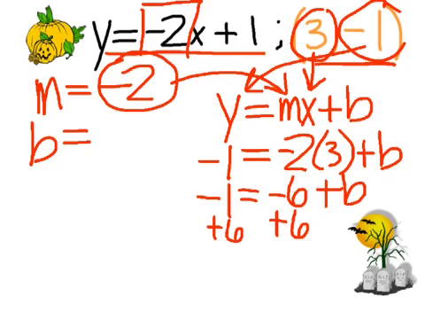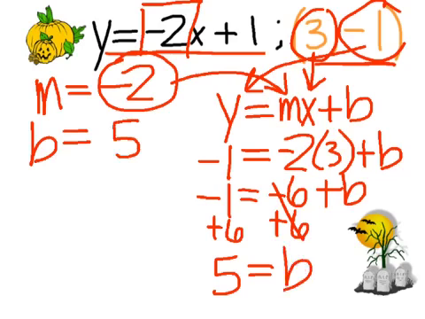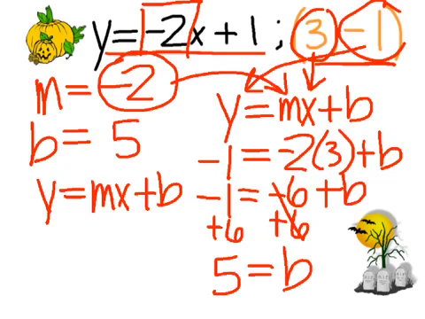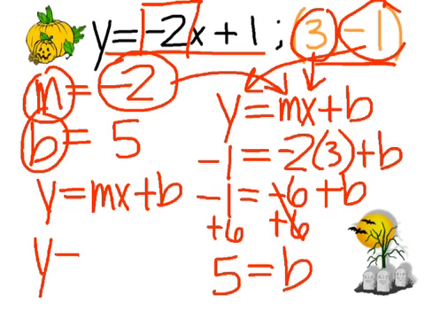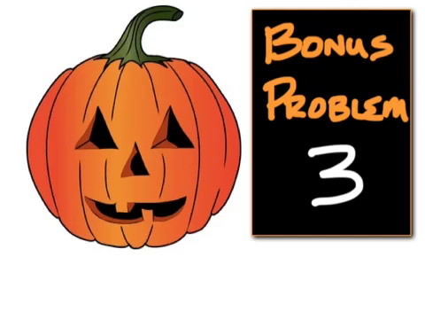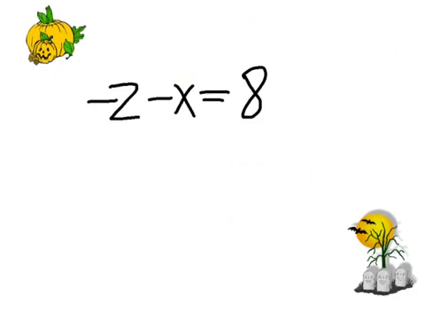On the left side, -1 plus 6 gives us what? And on the right side, we just have b. So our b is 5. But we're not done. We need to find the equation. That means we're going to take y equals mx plus b. We're going to put in our slope and we're going to put in our y-intercept. So our final equation will be y is equal to -2 times x plus our y-intercept, which is 5.